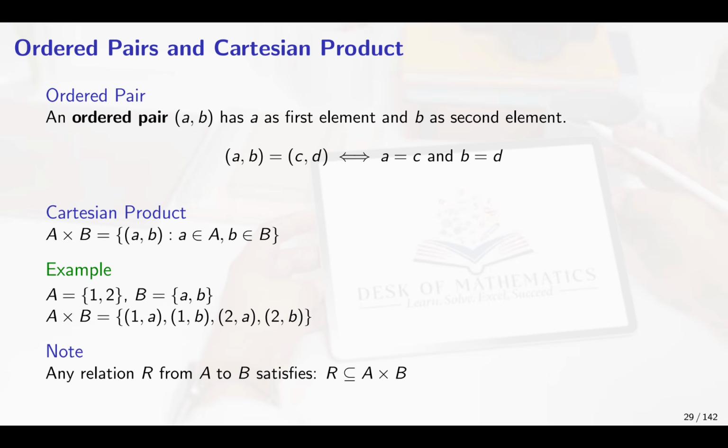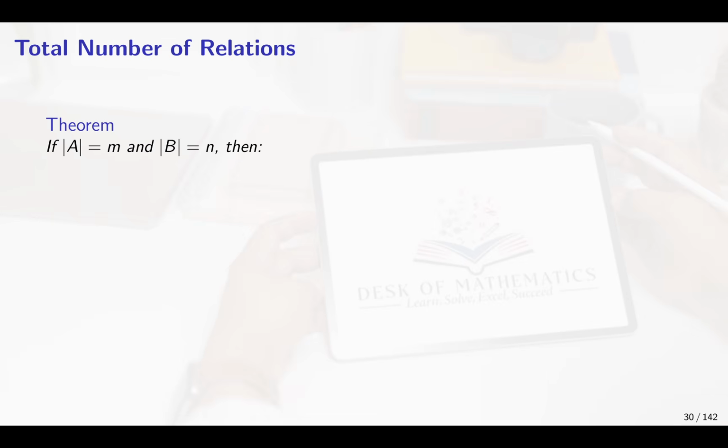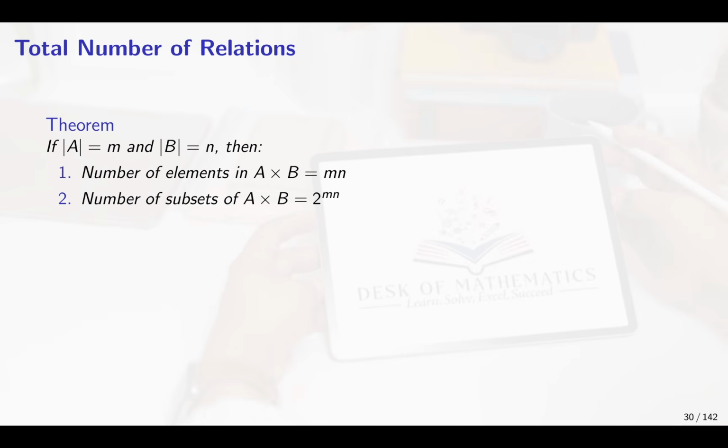Any relation R from A to B satisfies that R is a subset of A cross B. Any subset of A cross B is called a relation from A to B, and any relation from A to B should be a subset of A cross B. Now if set A has M elements and set B has N elements, how many elements are in A cross B? That's MN. And how many subsets will A cross B have? 2 raised to the power MN. So the total number of relations is 2 raised to the power M times N.